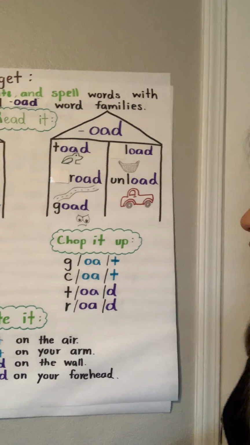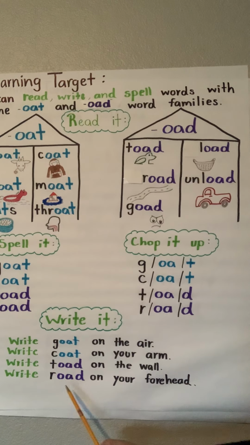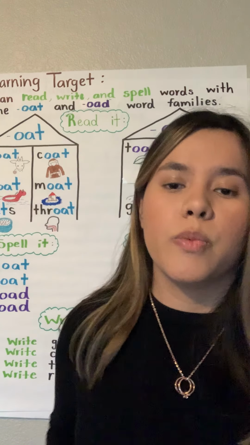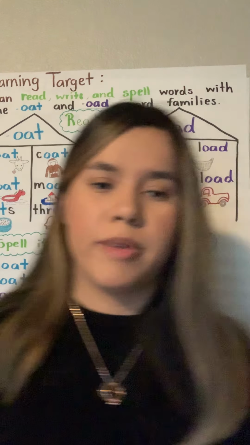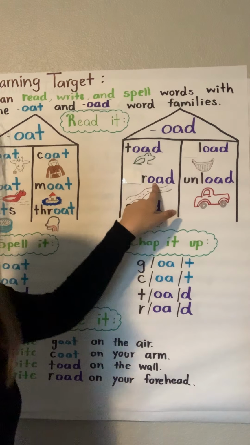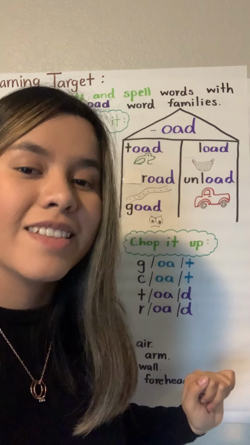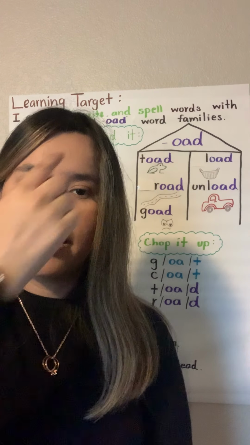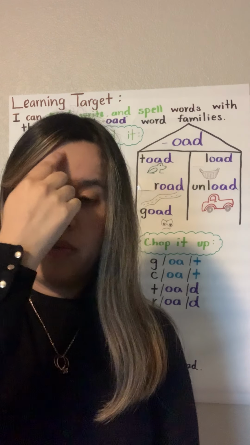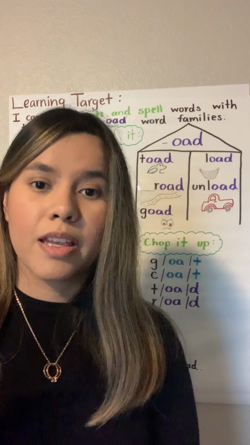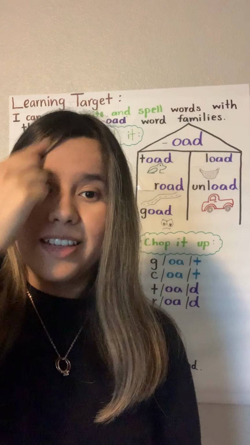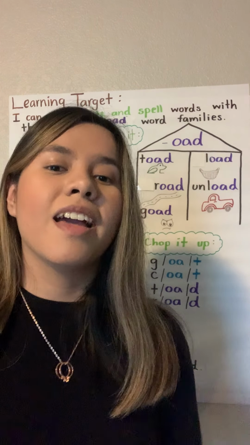Last word, okay? We're going to write road on your forehead. So prepare your forehead. You guys ready? We're going to write road. And remember, road belongs to what family? The oat family. Very good job. So let's write road on our foreheads. Ready? R-O-A-D. One more time. R-O-A-D. And that spells road. Very good job, boys and girls.